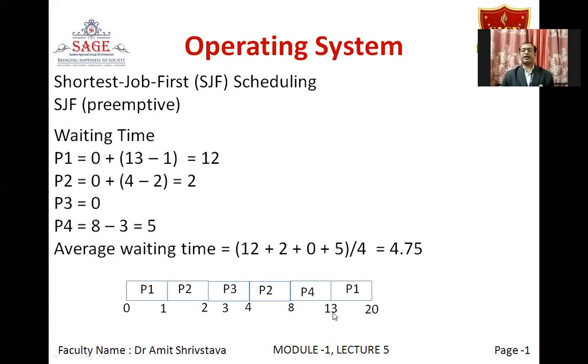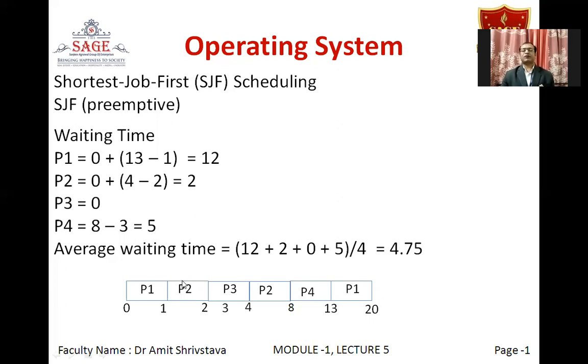So it had to wait in the ready queue for this duration from 1 to 13. So the waiting time will be 13 minus 1. So 13 minus 1 plus 0, that is 12. So the total waiting time of P1 is 12. Now let us see P2.